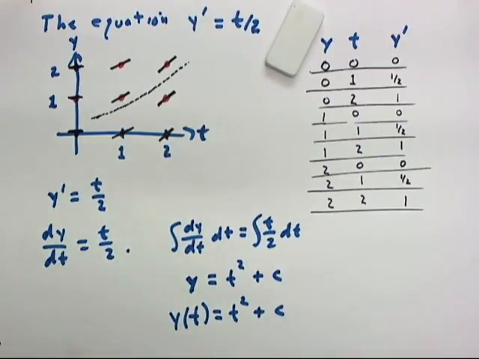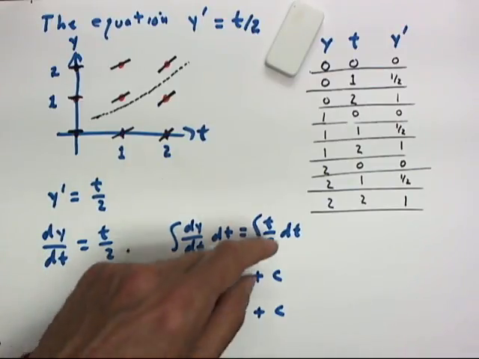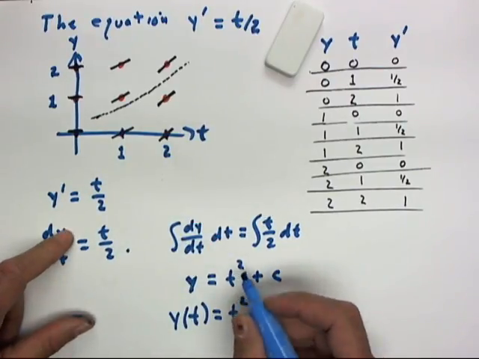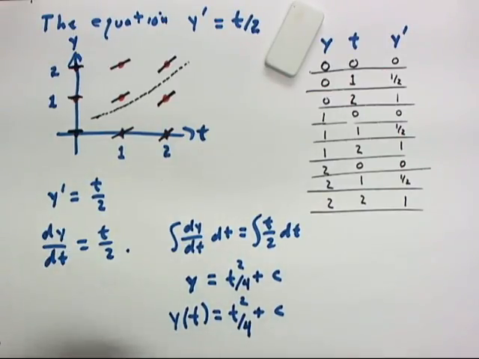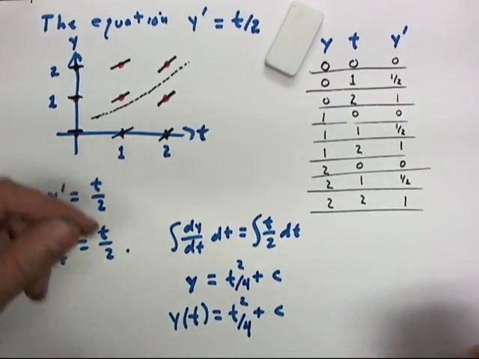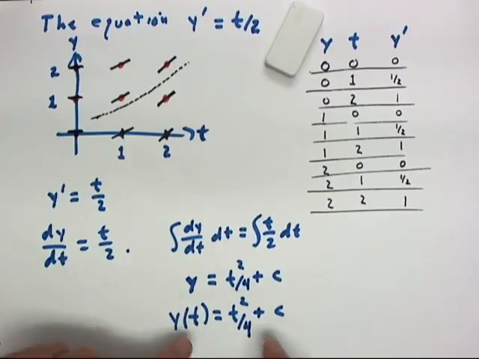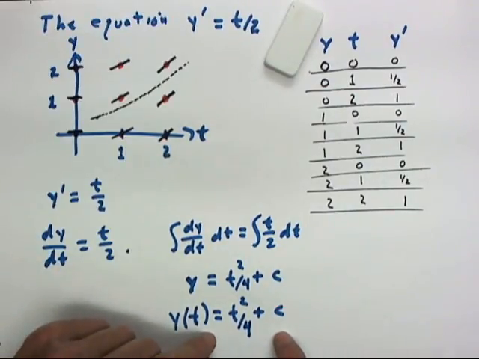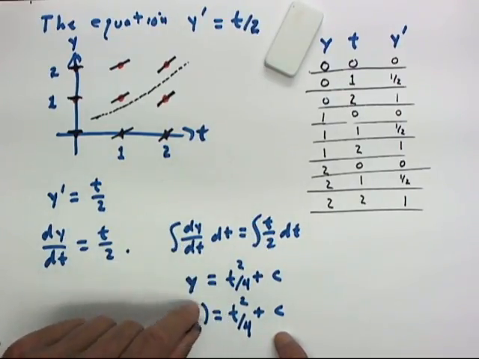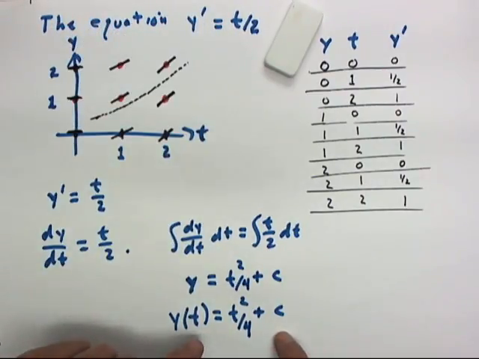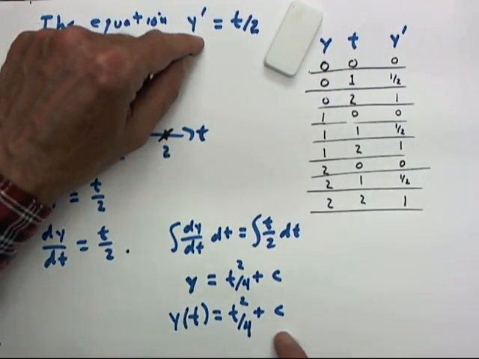good heavens, screwed that one up, didn't we? Y prime is t over 2. The antiderivative of t over 2 is going to be t squared over 4. Fortunately, I have room to write that in, and I'm going to go on. You see what happened by substituting this expression back here. I suddenly realized that I'd made a silly error in my integration, and that the function did not satisfy the original equation.